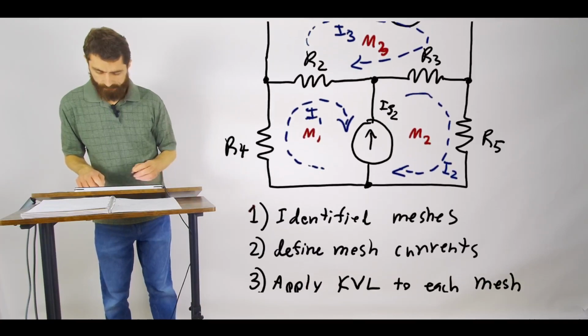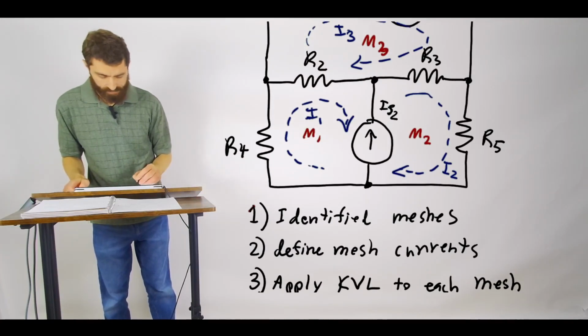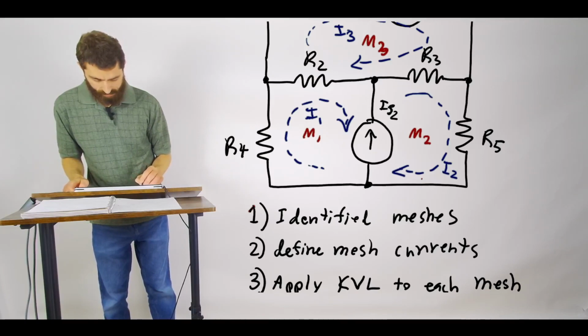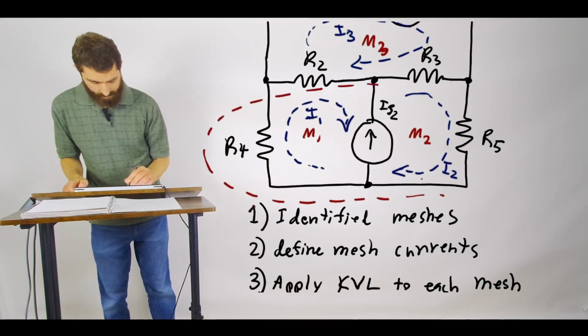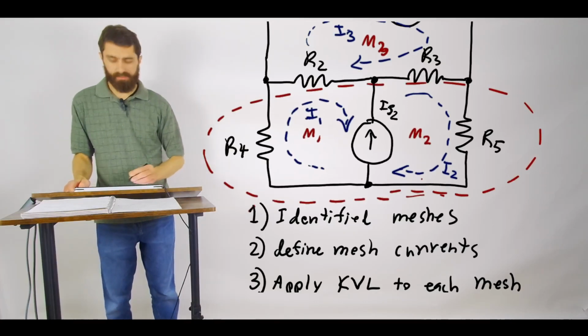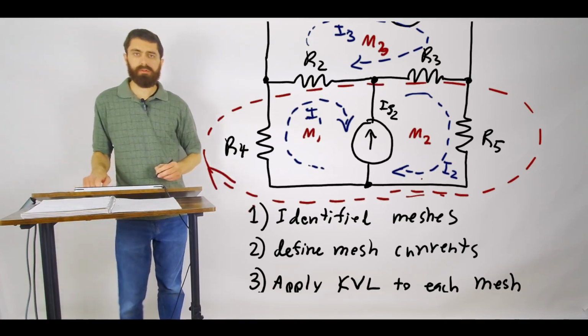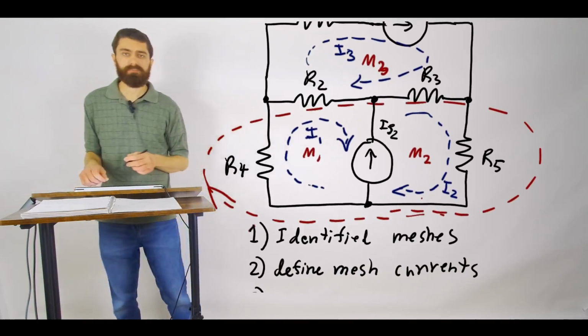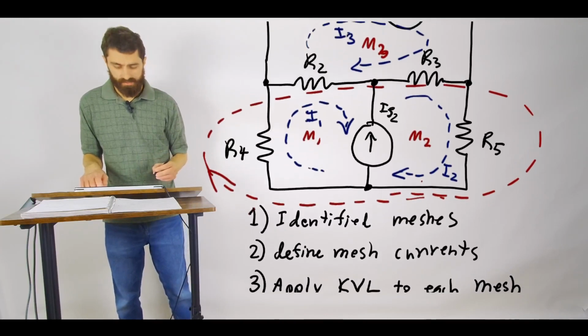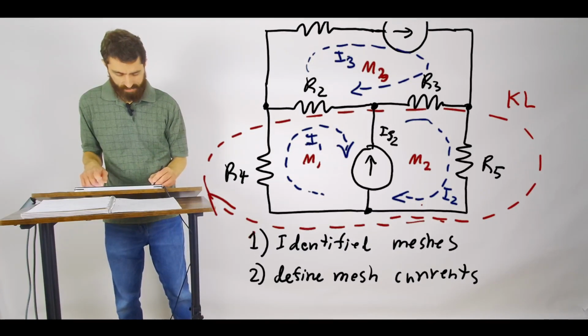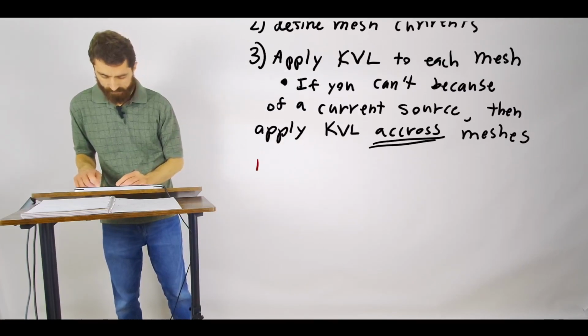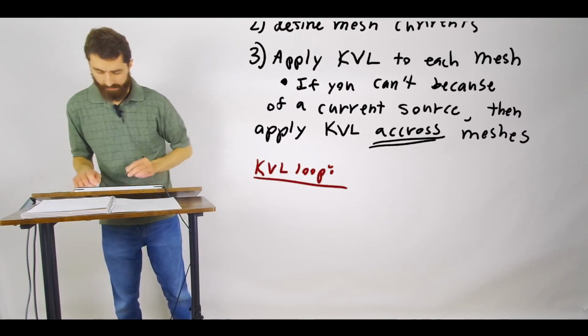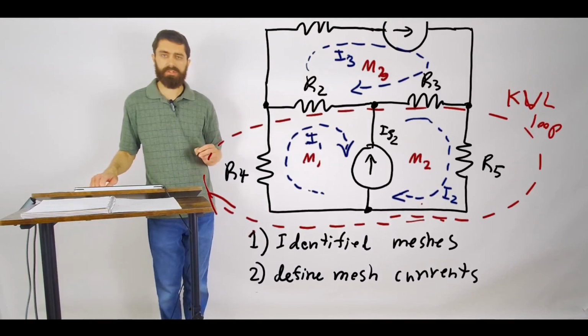So we're going to go basically all around here. What sometimes people term a super mesh. So I'll just call this KVL loop. Okay, so let's do it.